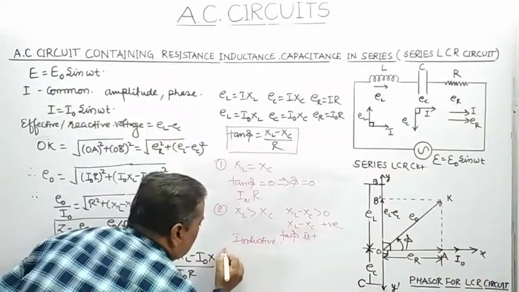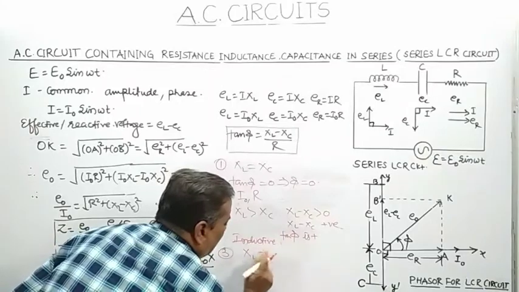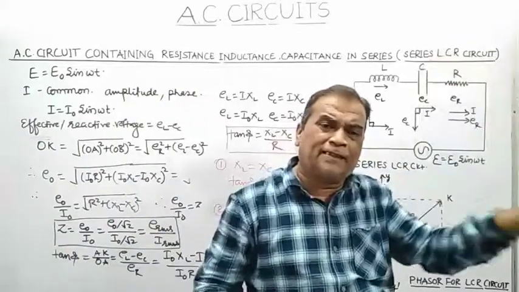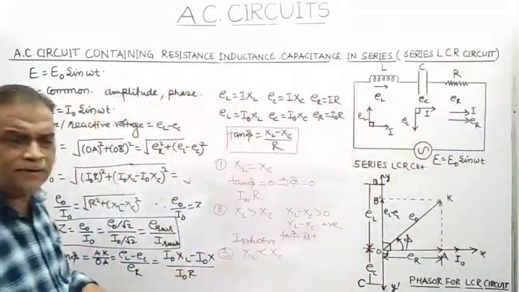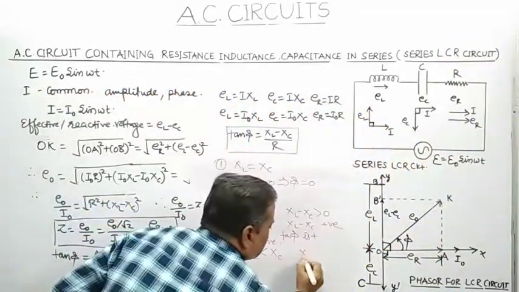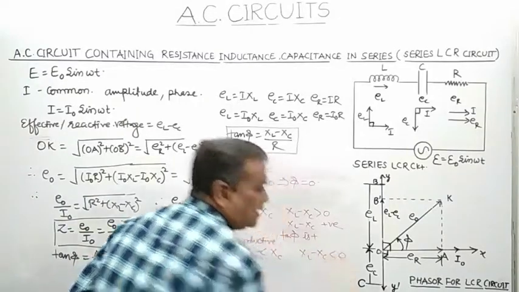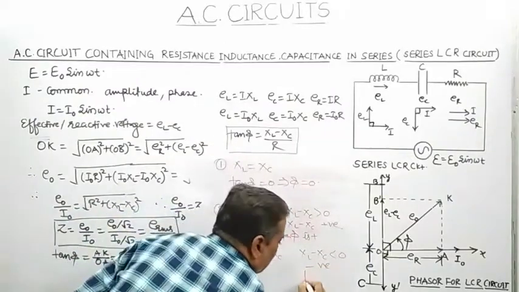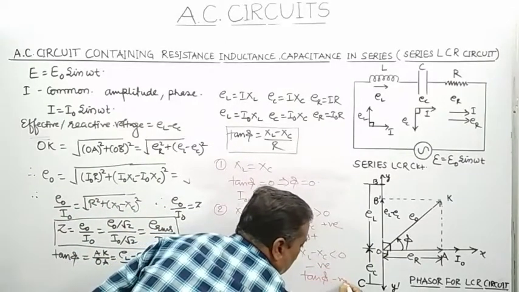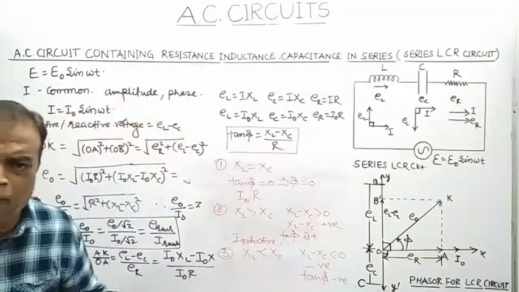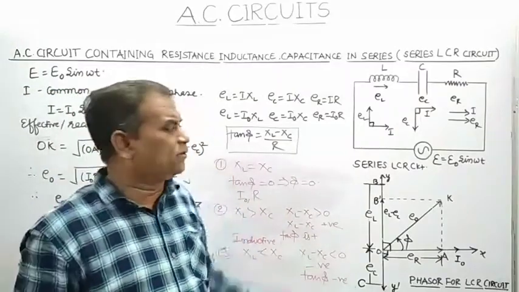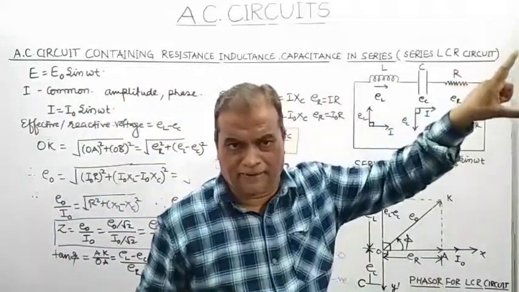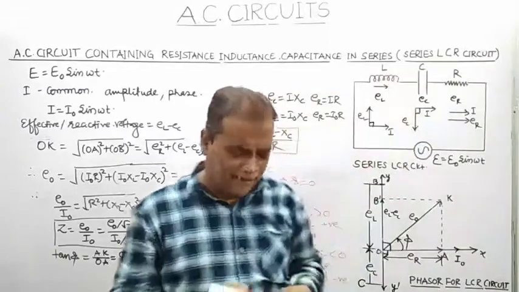And the third case, if XL is less than XC, means inductive reactance is less than capacitive reactance. It means XL minus XC is less than 0, so XL minus XC is negative. Means tan phi is negative. Phi is negative means tan phi is negative. And tan phi is negative, it means the circuit is capacitive dominated circuit.